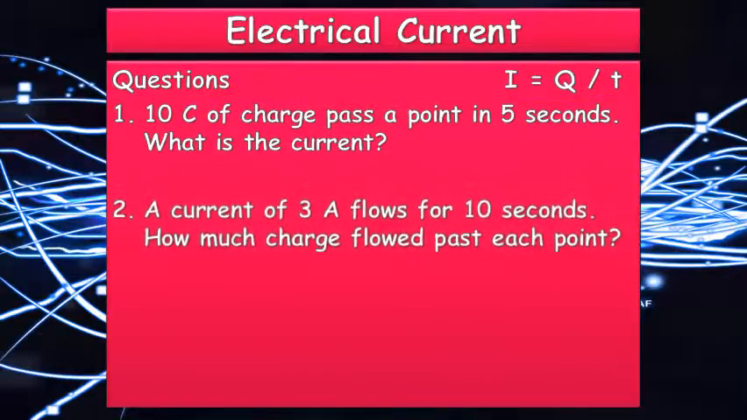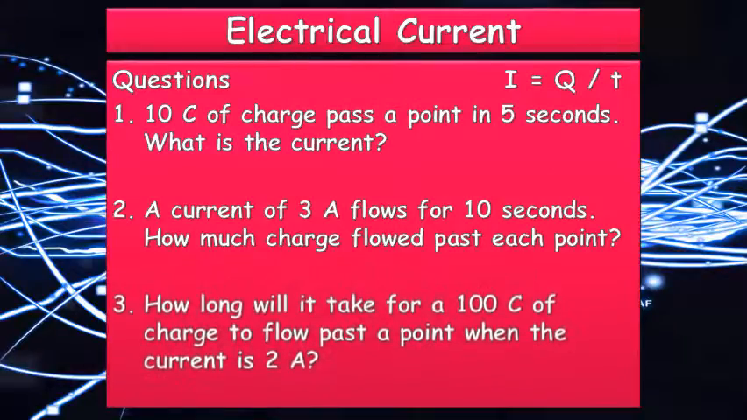Next question: a current of 3 amps flows for 10 seconds. How much charge flows past each point? Pause the video now, and we'll go through it together. So welcome back. We have a current here, and a time of 10 seconds. We're trying to find Q, so we need to rearrange the equation. Q becomes I times T, and then we plug in the numbers. So it's going to be 3 times 10 equals 30 coulombs. And that's your answer.